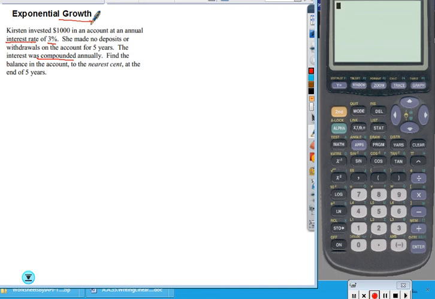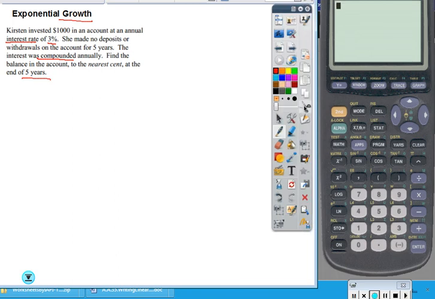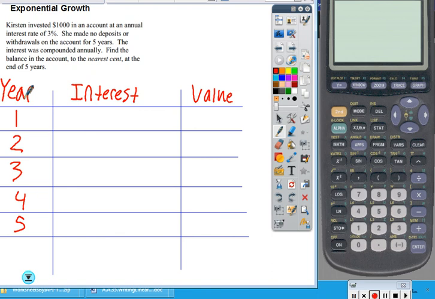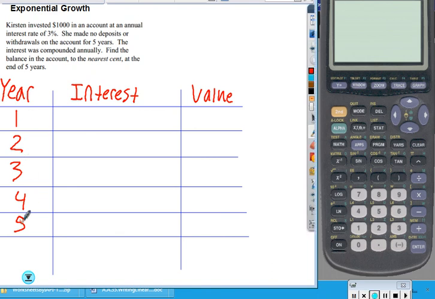So, another way we could do this is by setting up a table that will account for this money growing for 5 years. Here's what this table would look like. You'll notice that we have a column for the years going up to 5, a column for interest, how much money we're making each time, and then a column for the end value after each year. Here is how we compute interest.